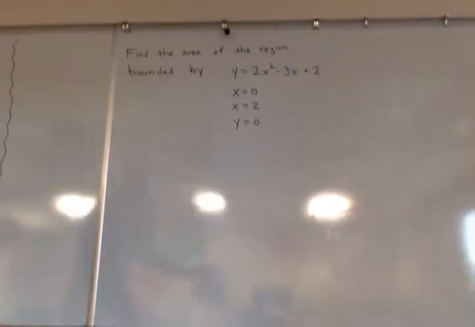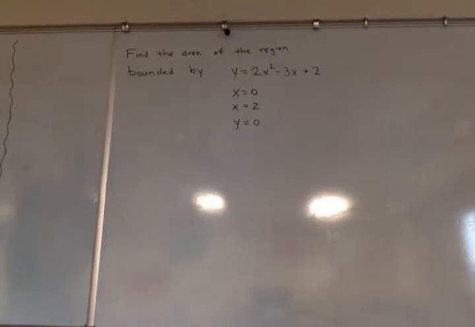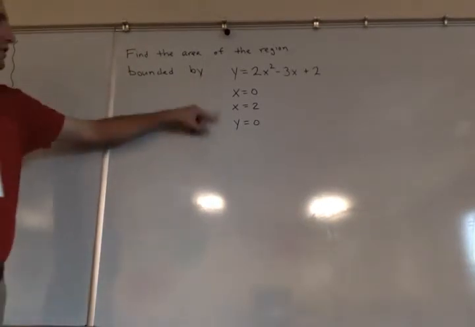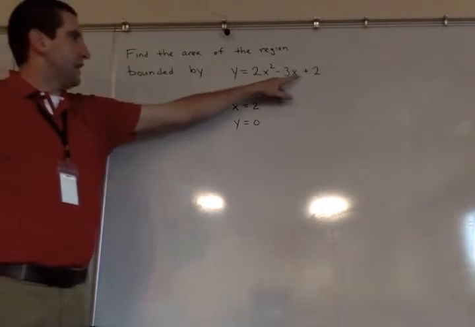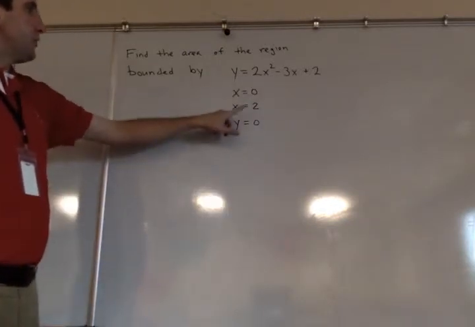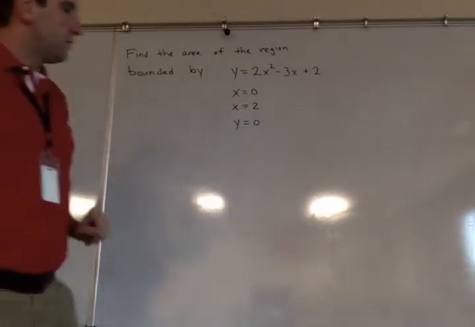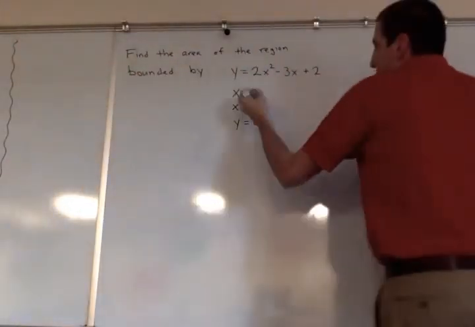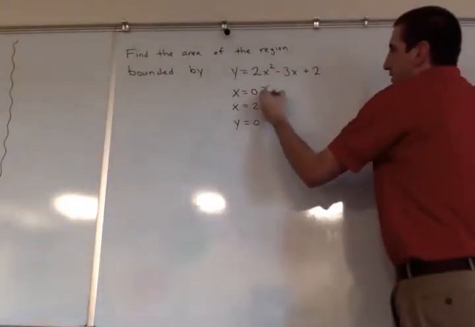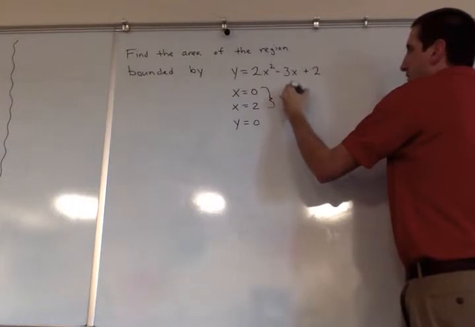So that's set up here. The instructions for this tell you to find the area of the region bounded by 4 functions: y equals 2x squared minus 3x plus 2, x equals 0, x equals 2, and y equals 0. A couple things to note here. These would be vertical lines.